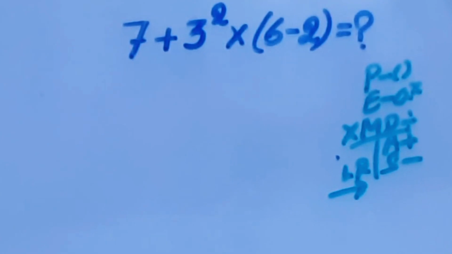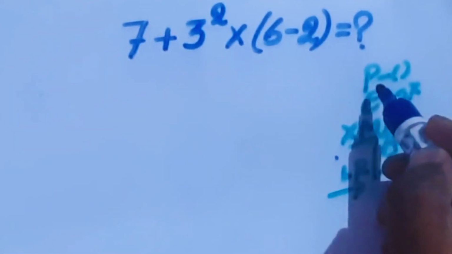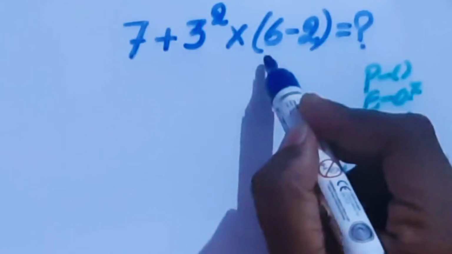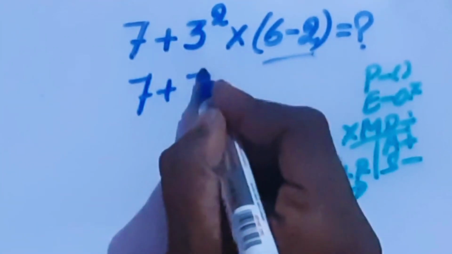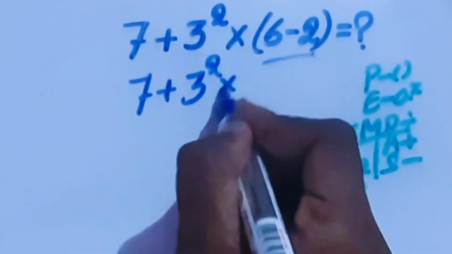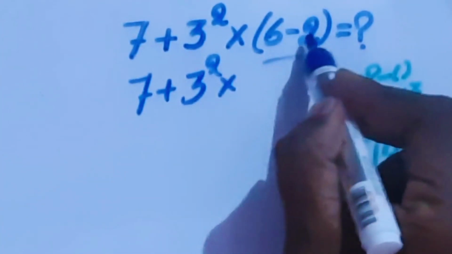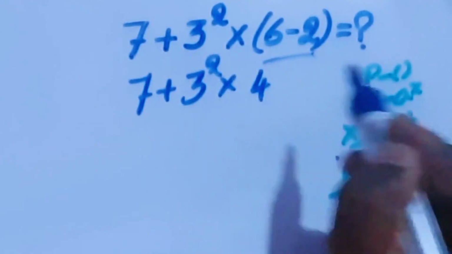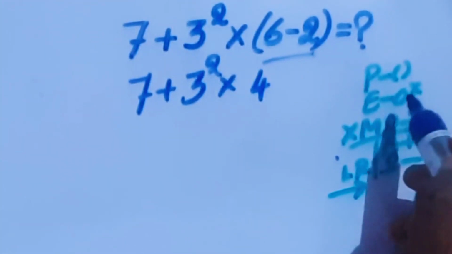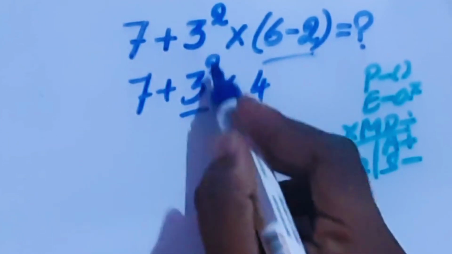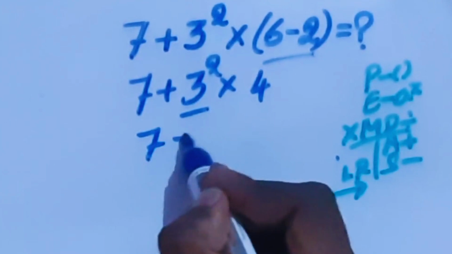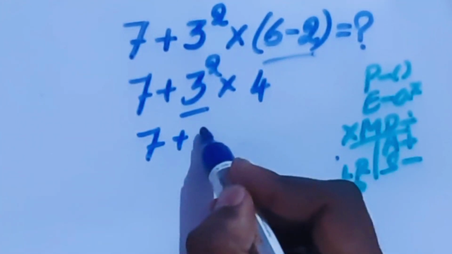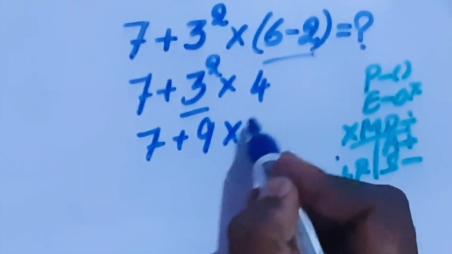As per the order of operations PEMDAS, the bracket is higher priority. So we have to do this bracket before the other operations. 7 plus 3 to the power of 2 times the bracket, where 6 minus 2 is 4. The next priority is the exponent. So we have to do this exponent before the addition and multiplication. So 7 plus 3 to the power of 2, which is 9, times 4.